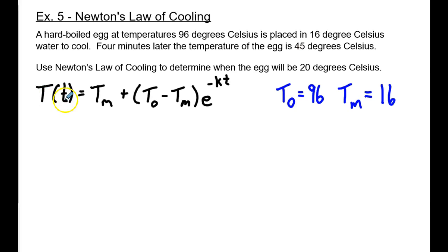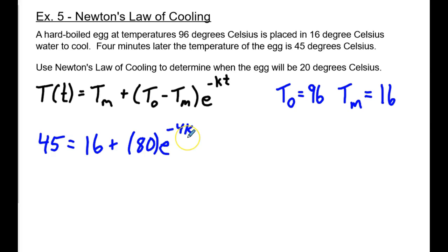So the temperature at time t is 45 degrees Celsius, equal to the temperature of the surrounding medium, which is 16, plus T sub naught, which is 96, minus 16, that would be 80, times e raised to, we know our t value was 4 minutes, so we could put 4 in for t, and then we still have our constant k. So the first thing we need to do is solve this equation for that constant k, and then once we have that, we can use that constant in order to actually answer the question.